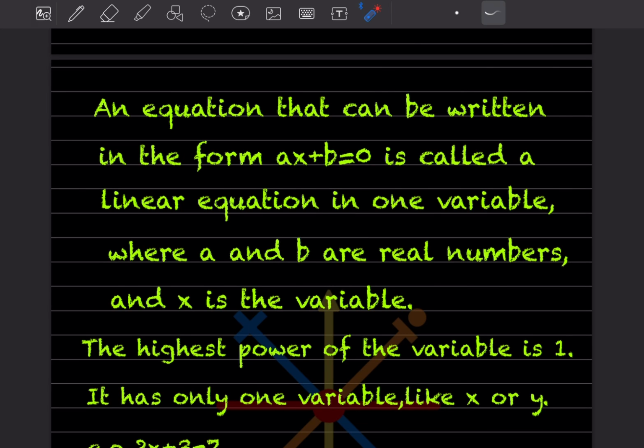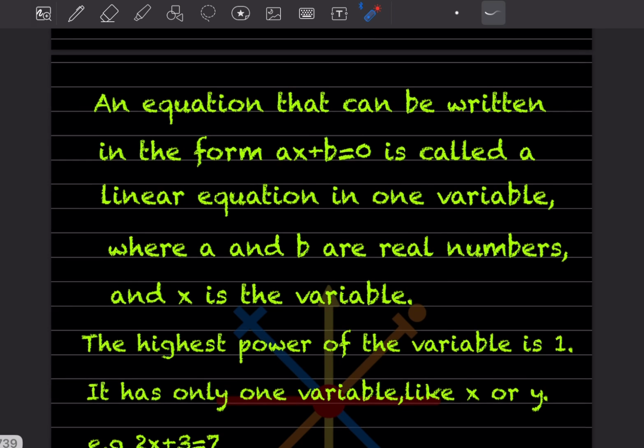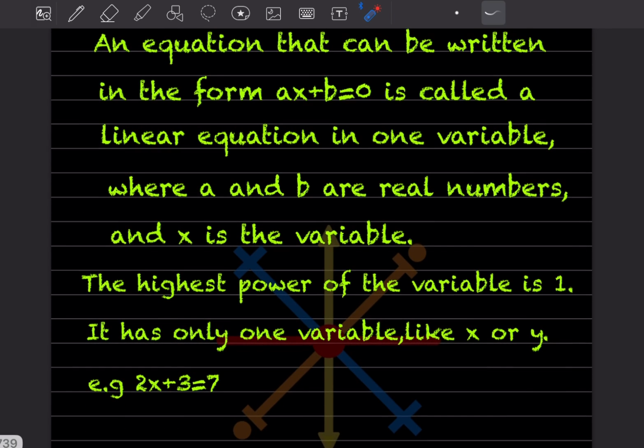Why do we call it one variable? You know the variables from a to z. These are called the variables. Here we can see this x is a variable, and this a and b are real numbers. So here, the highest power of the variable is always 1.